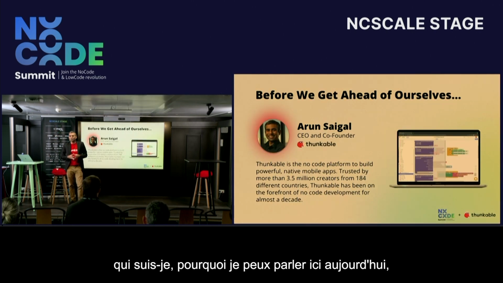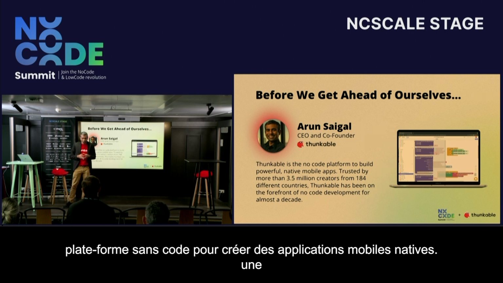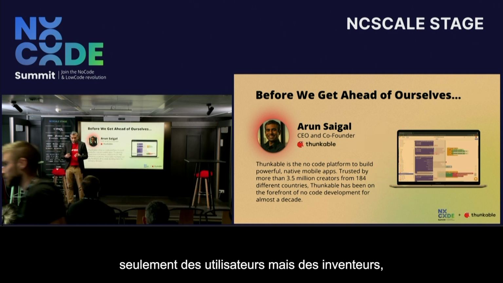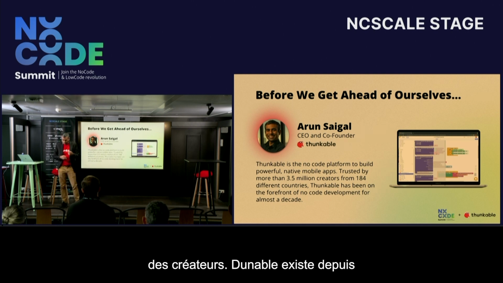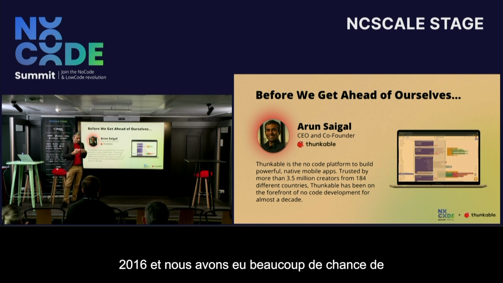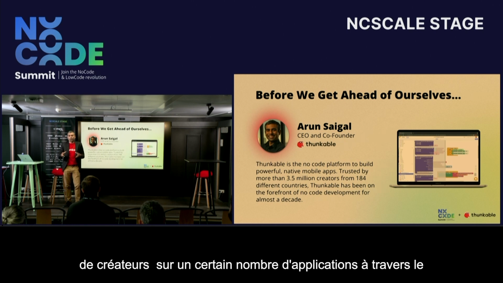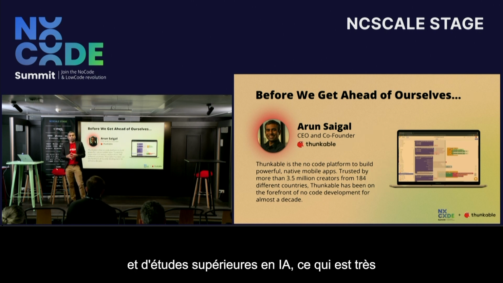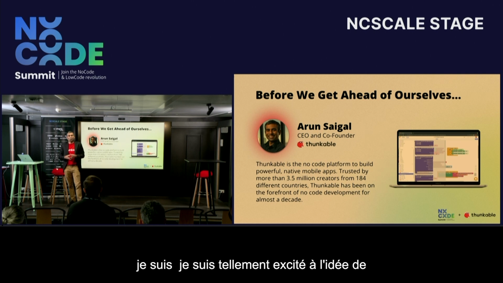So before we get ahead of ourselves, who am I? Why do I get to speak here today? My name is Arun Seigel, co-founder and CEO of Thunkable, and we are the no-code platform to build native mobile apps. A platform loved by our users who are not just users to us, but they're inventors. They're what we call creators. Thunkable has been around since 2016, and we've been very fortunate to be able to work with 3.5 million creators on a number of apps across the globe. I also happen to have an undergrad and graduate degree in AI, which is very convenient now. And today I get to speak about the power of no code and AI and bringing them together, which is something I'm so excited about.